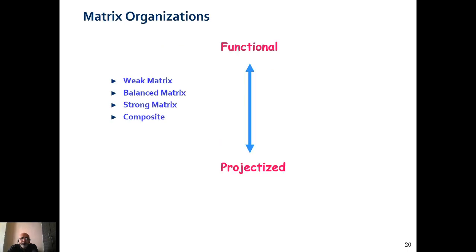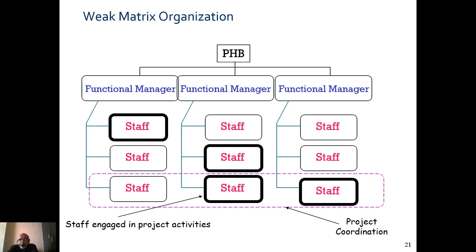And just see to it: weak matrix, balanced, strong, composite. Just see to it how it goes up. Weak matrix is towards functional and composite is towards projectized. Right? Now in weak matrix, just see to it. Where is the lane form? It is amongst the lane forms, with the star. Here you can find the dotted line. Right? Here comes the project coordination.